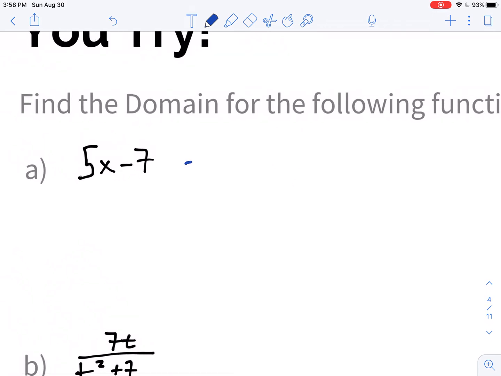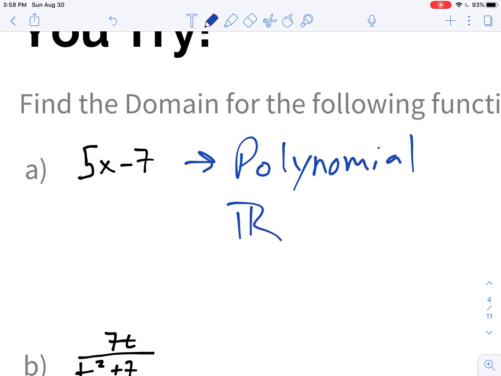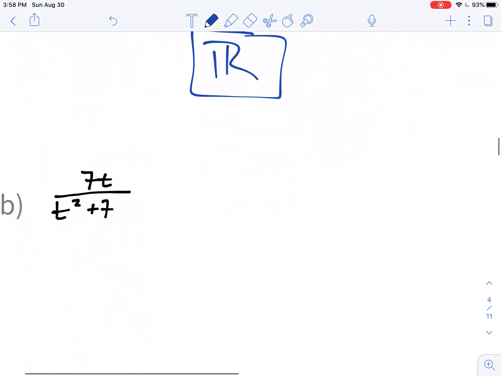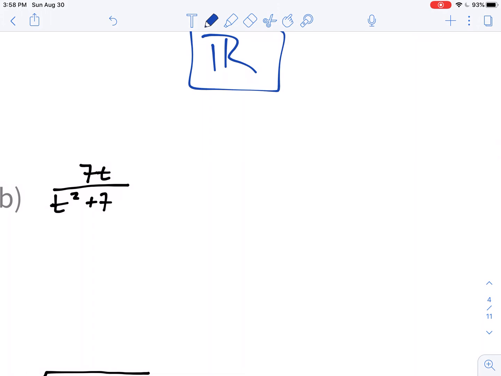But A is a polynomial, so therefore it's all real numbers. I use a lot of mathematician slang. I'm cool and hip that way. For B, I say rational, so I need to set my denominator equal to 0.